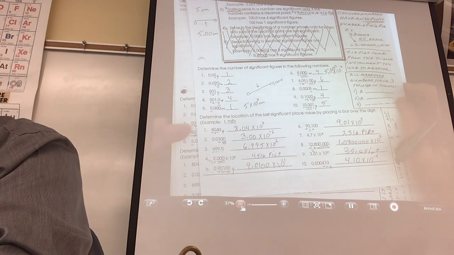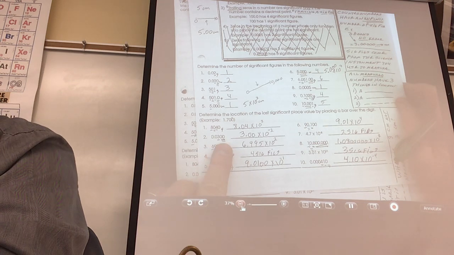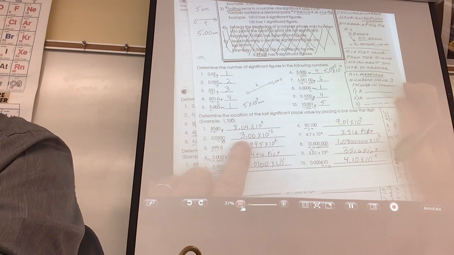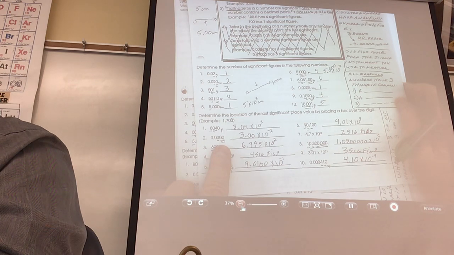How about this one? How many sig figs does that have? It has 3, doesn't it? And so how do I write that in scientific notation? 3.00, see that has 3 sig figs, doesn't it? Times 10 to the, remember how to do scientific notation?